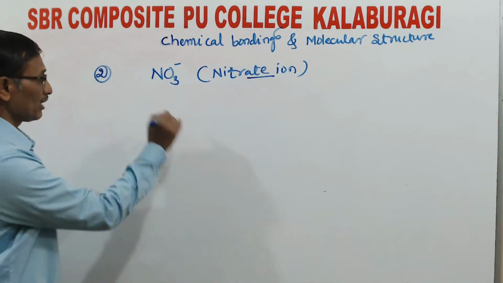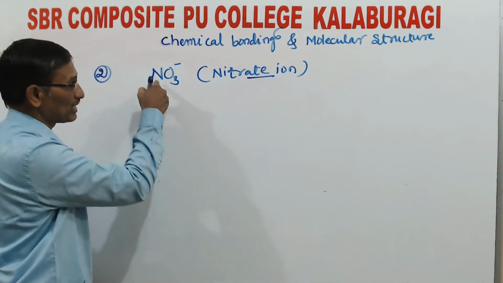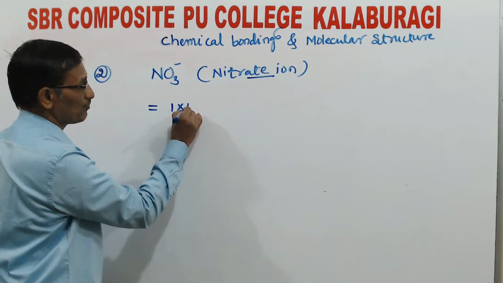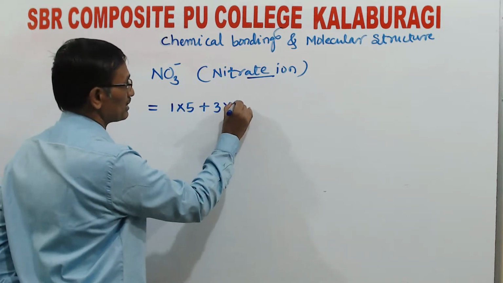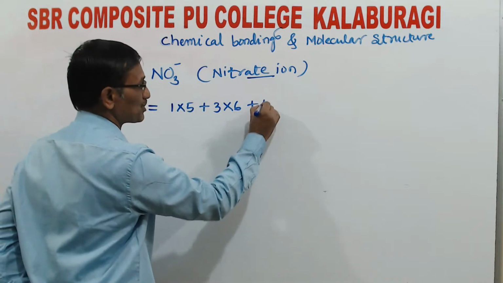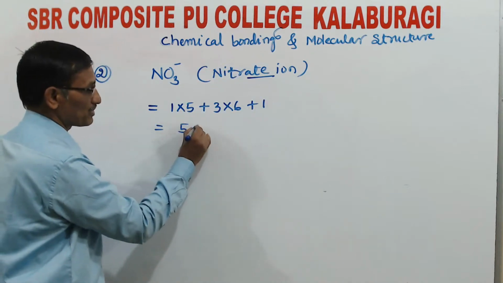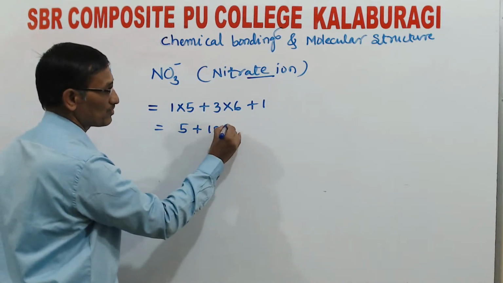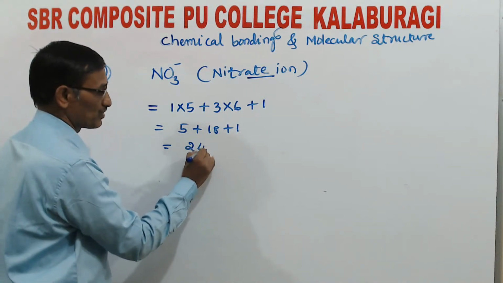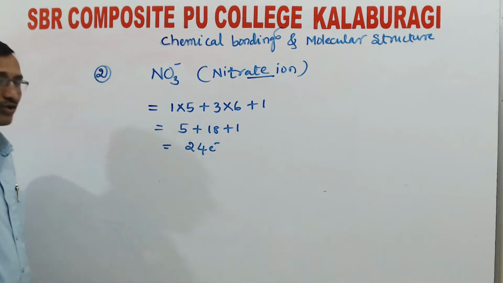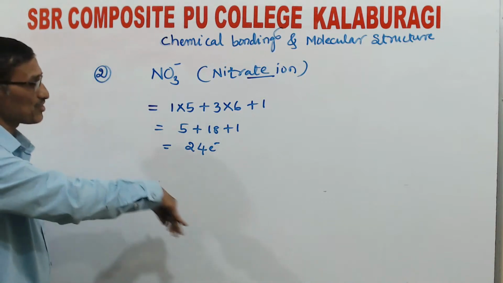ATE. Here also, first step, total number of valence shell electrons: 1 into 5 plus 3 into 6. Again it is gaining, add plus 1. Now 5 plus 18 electrons plus 1. If you are adding all these, it will be 24 electrons. Now how to arrange all these?